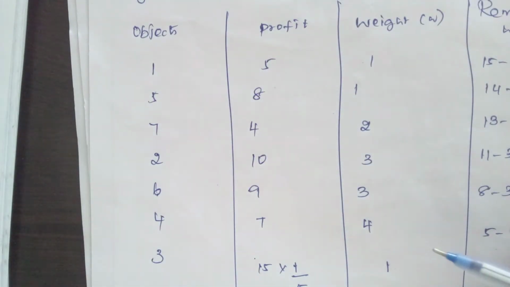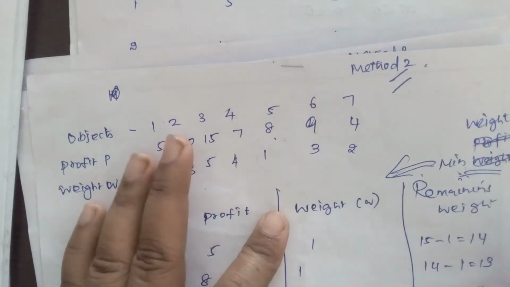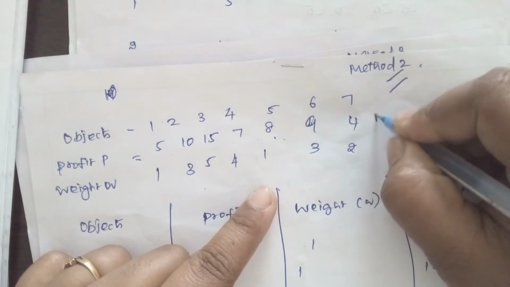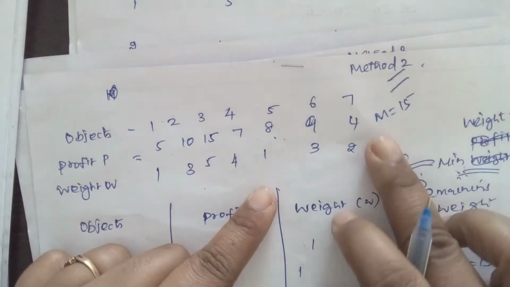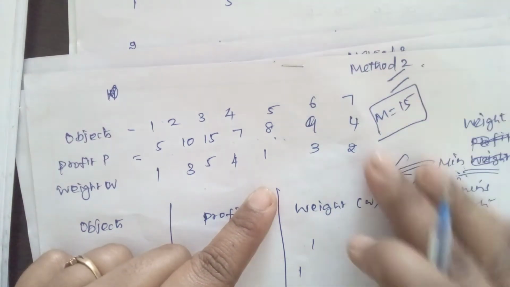Based on the minimum weight, I am going to arrange these. Now come to the weight. See the capacity here, the same capacity here, that is 15.